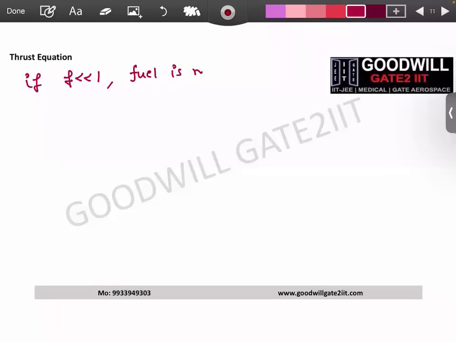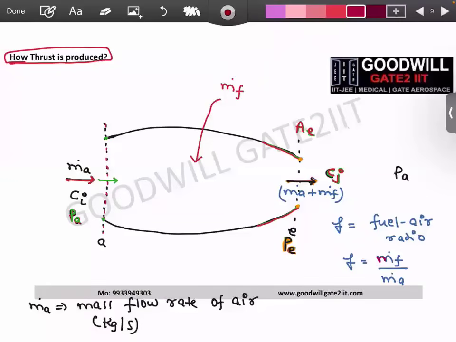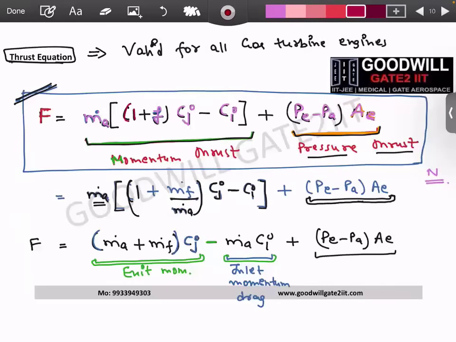fuel is neglected. Believe me, 80% of your GATE numericals neglect it. So if fuel is neglected, that means m dot f is very low. And if m dot f is very low, you can imagine this value will be very small, right? So let's say this value is, I'm just giving you an example again, 0.01. So if you go to this equation, you have 1 plus 0.01 neglected. 1 or 1.01, it hardly creates any difference, right?